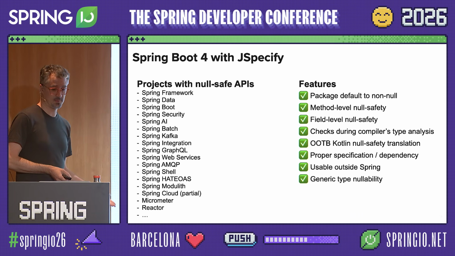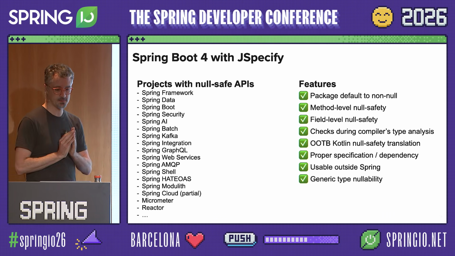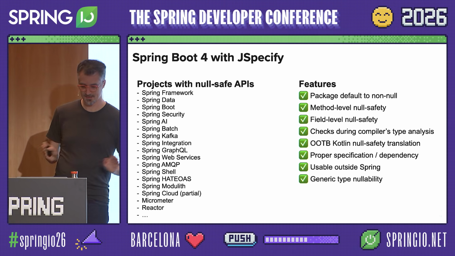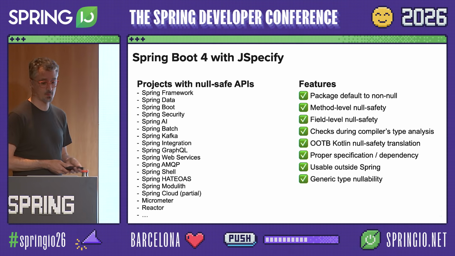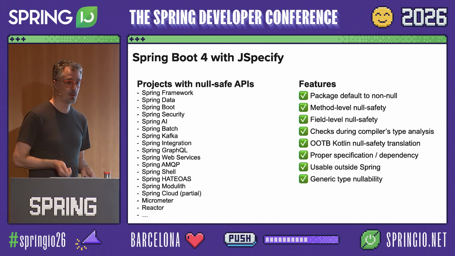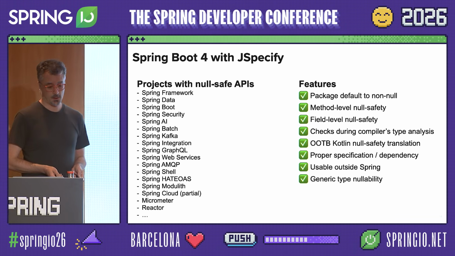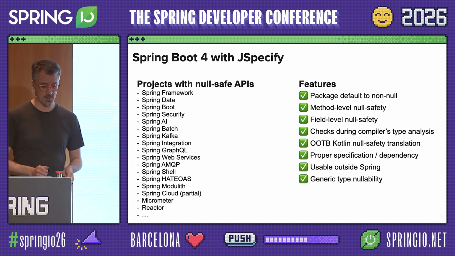What is new is that the Spring team, and I thank all my colleagues for this very long task, is now providing full null-safe APIs across the whole Spring portfolio. I'm going to list all the projects. It's going to be long, but let's do it.